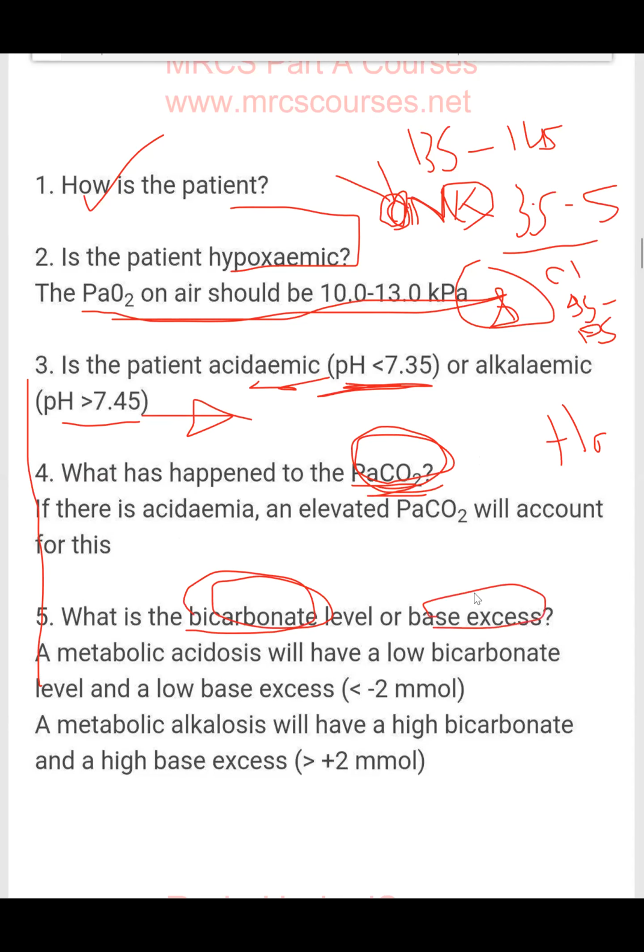What is base excess? Okay, you have a line drawn here called the base excess line.